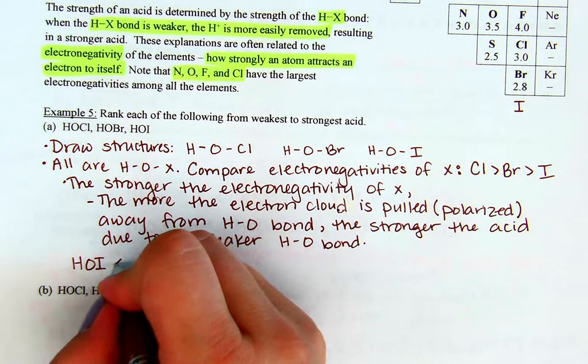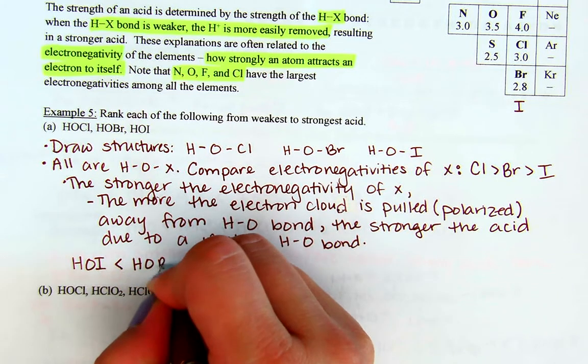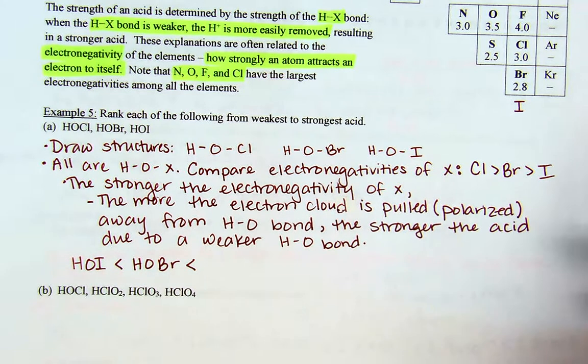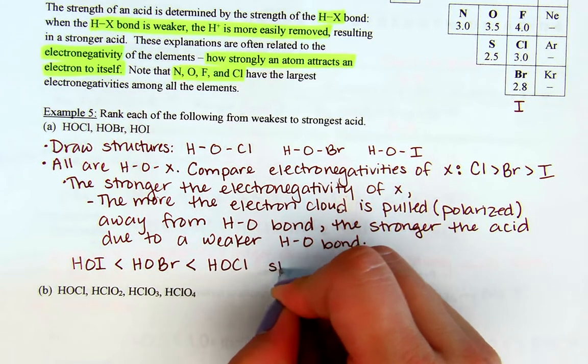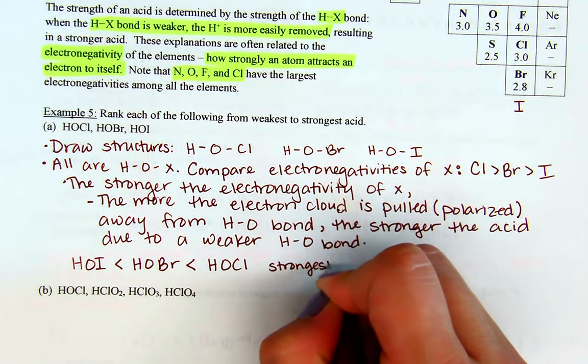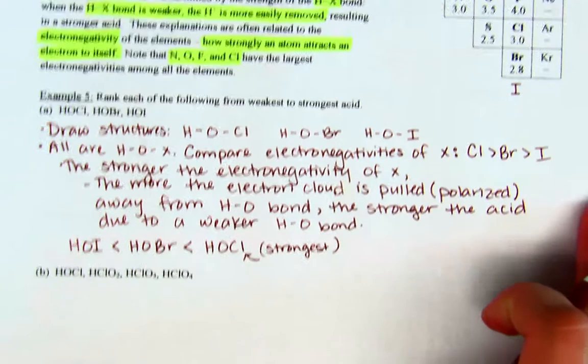So that's going to be weaker than HOBr, which is going to be weaker than HOCl. So this is the strongest on this side. Alright, now let's look at the next set.